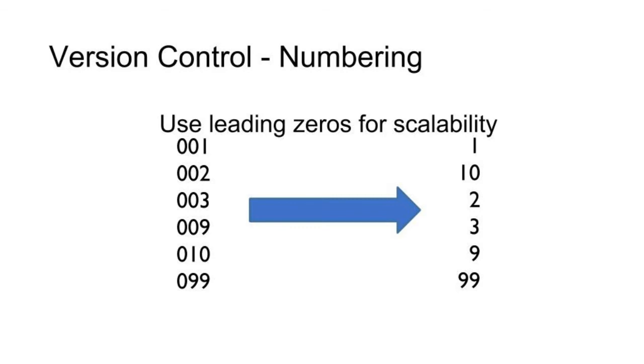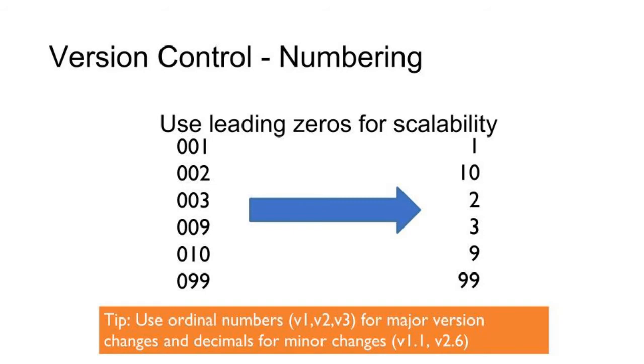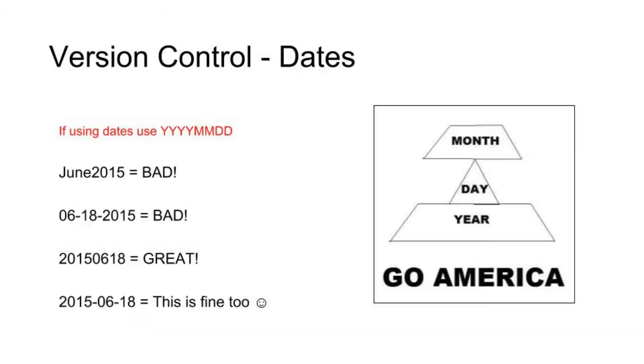A good rule to allow for greater scalability and to ensure that files are displayed in the right order is to use leading zeros. In addition to assigning a scalable number, you can also follow the common practice of appending a version 1, version 2, version 3 for major revisions to files, and using decimals for more minor changes. This convention is most often used for software releases. You can also use dates as a versioning system for your files if that would be most appropriate.